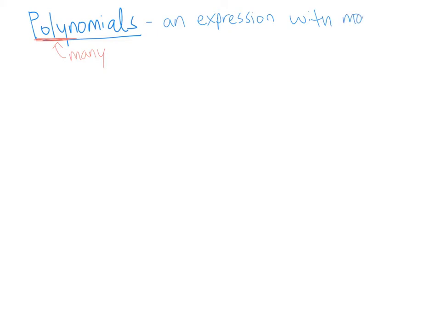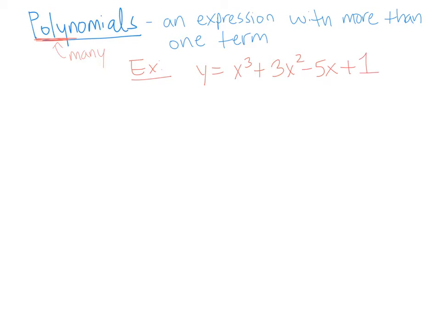with more than one term. So an expression with more than one term. So for example, let's do y equals x cubed plus 3x squared minus 5x plus 1. Look at that beautiful polynomial right there. So I've got, well, let's count. 1, 2, 3, 4 different terms. So this is, in fact, a polynomial.